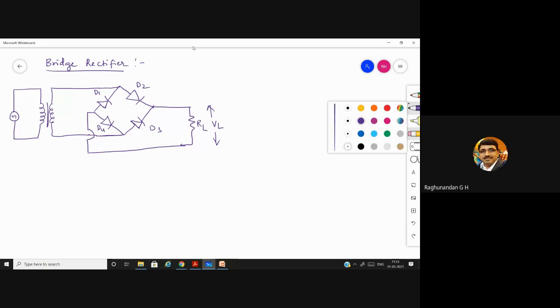Now, after this, let us mark the terminals A, B, C, and D. So these are the terminals we are having. Now, in each half cycle, a pair of diodes will be conducting. That means 2 diodes conduct in each half cycle.